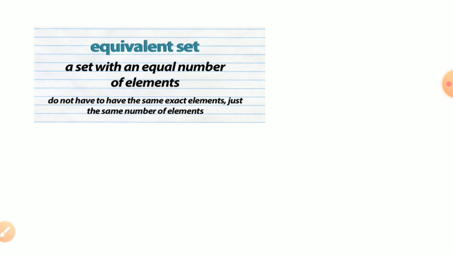Now we have equivalent sets. Equivalent sets are sets with an equal number of elements. The sets which have an equal number of elements, not exactly the same elements. They do not have to have the exact same elements, just the same number of elements. Only the number of elements in the sets will be the same, not necessarily the elements.